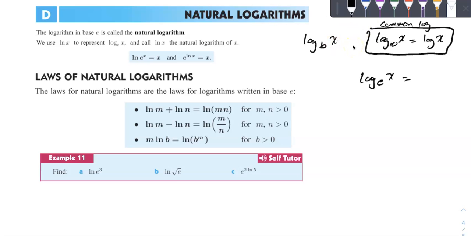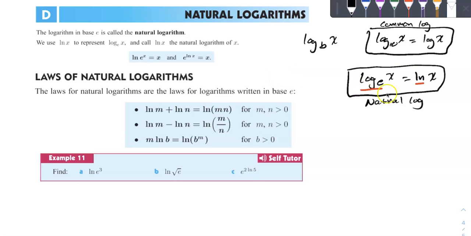We call it the natural log, and we write it as ln x, where this part is the same thing as that part. So instead of writing log base e, we're just going to write ln. It means the exact same thing. This is called natural log. And that's what this lesson is about, the natural log.